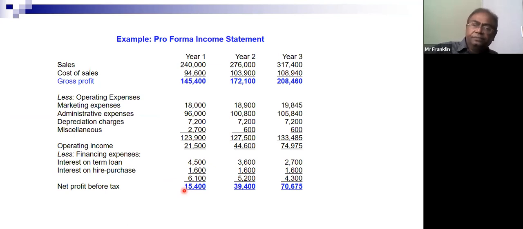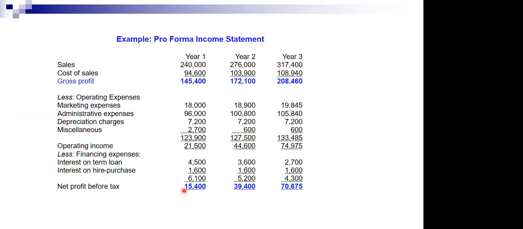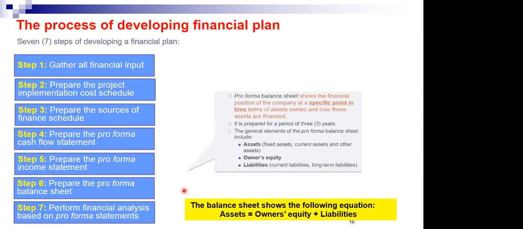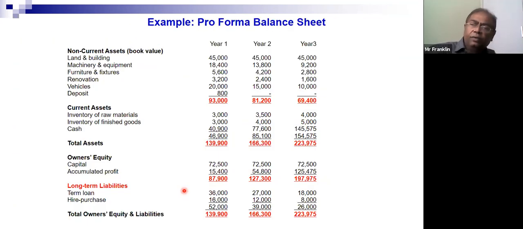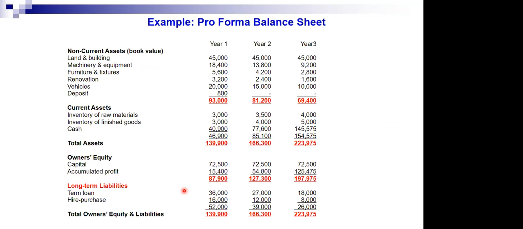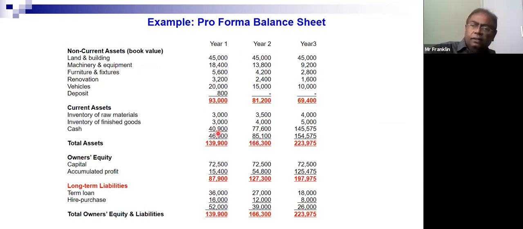Okay, what's the current asset here? Sorry, is it correct? I'm on the wrong slide. Okay, this is the wrong statement. Sorry. What is the current asset now? 46,900. This is the current asset. Now, what is the stock? How much is stock? 3,000. Inventory of finished goods, 3,000, right?